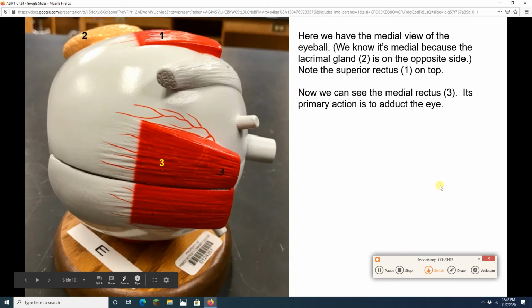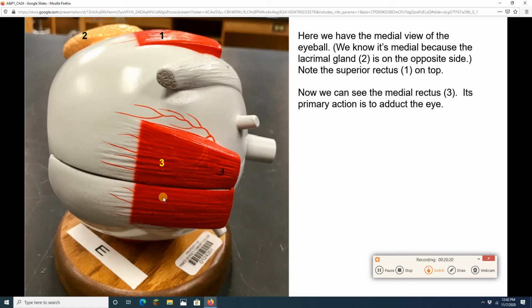So now I flipped it over. Superior rectus is still on the top here. Lacrimal gland is on the opposite side now. So this is my medial side of my eyeball. And this guy right here is my medial rectus. This is going to adduct your eye.